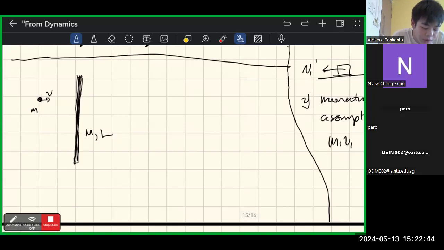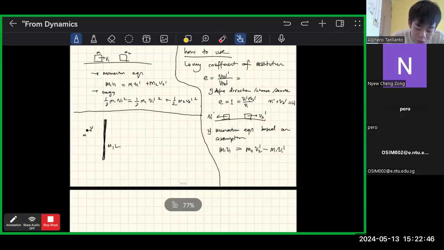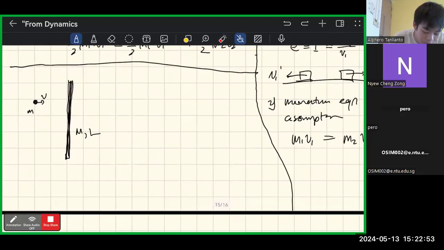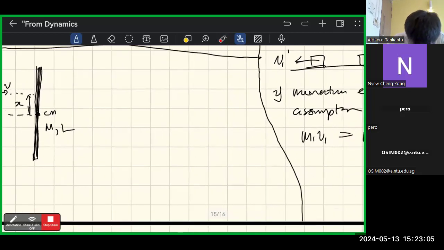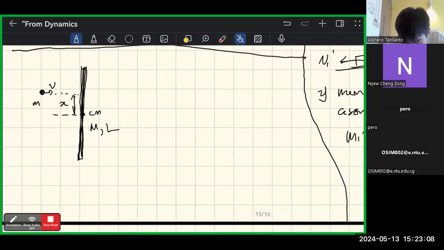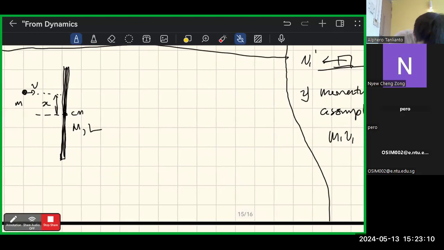First, we have to assume the direction. Choose the direction. When we choose the direction, I want that. So wait, this is the center of mass. This is the center, and it has the x from the center of mass. I remember, there were numbers here, but I don't remember the number.